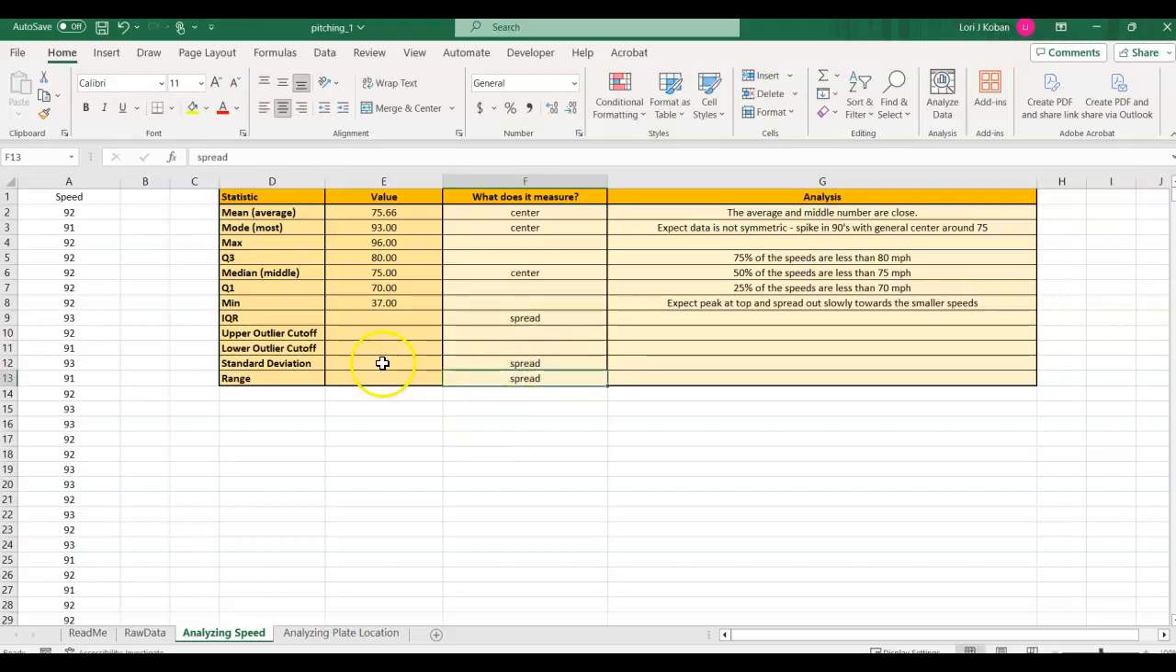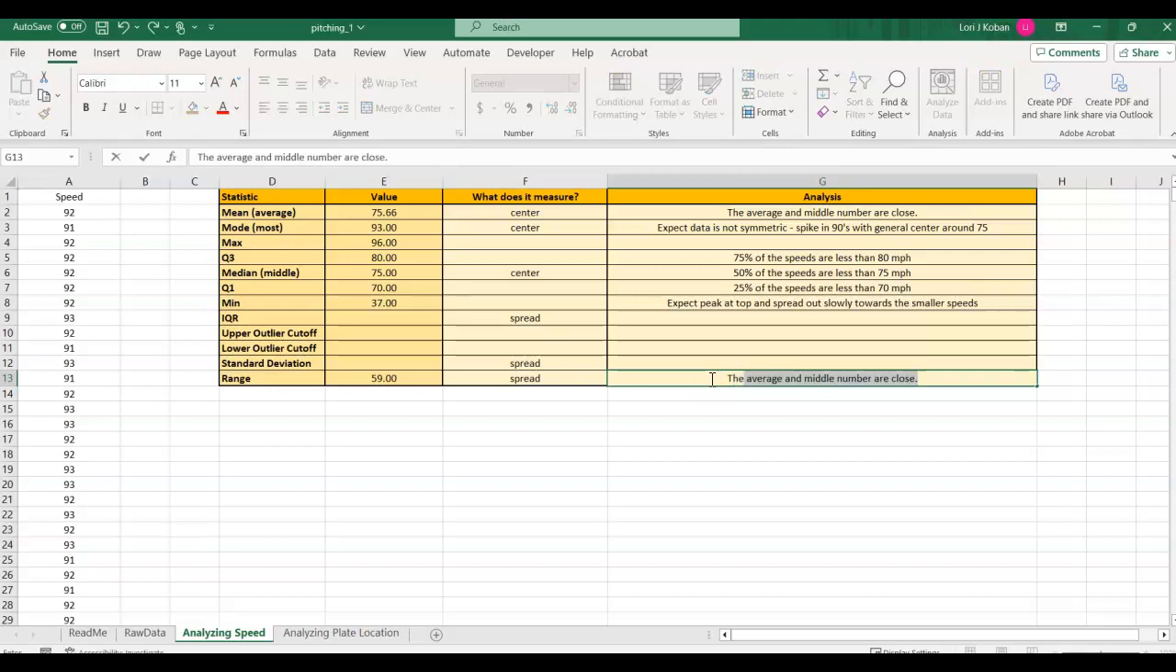So let's talk about each of these. The range, by definition, is the maximum minus the minimum. So it's the max minus the min. All right, so the speeds have a range of 59 miles per hour. It's quite a big difference.